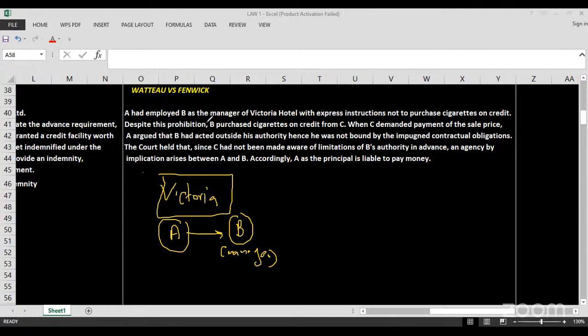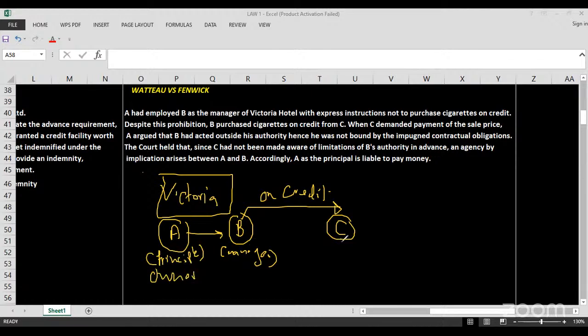Despite this prohibition, B purchased cigarettes on credit from C. A has told him, but C didn't ask that. And what did he do? He did not listen to A, and he purchased cigarettes from C on credit. When C demanded the payment of the sale price, A argued that B had acted outside his authority. Hence, he was not bound by the contractual obligation. Now, what is happening is, A is the principal, the owner here, and this person is buying on behalf of A.